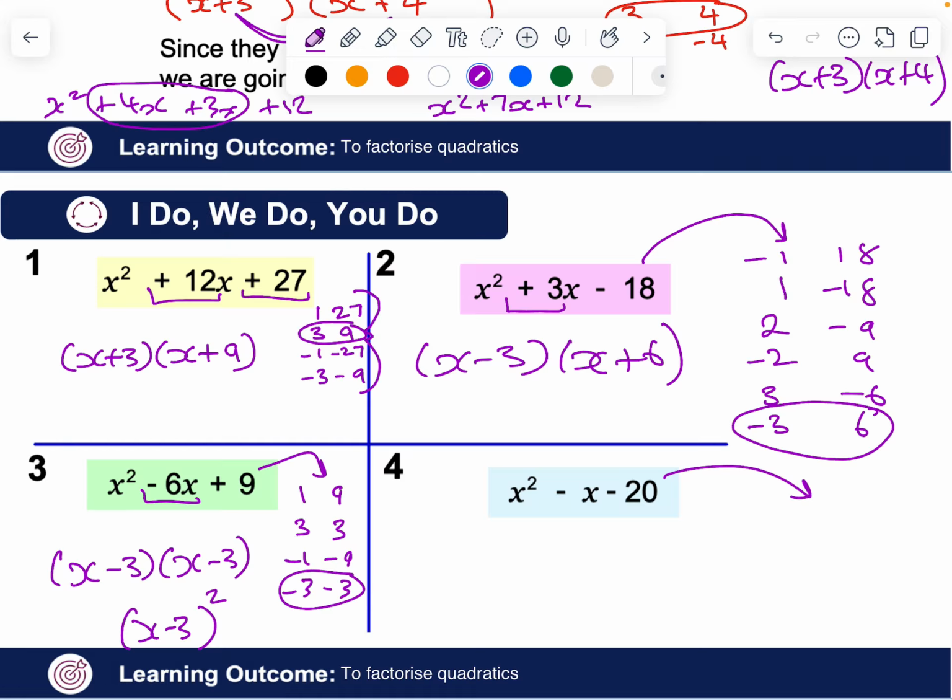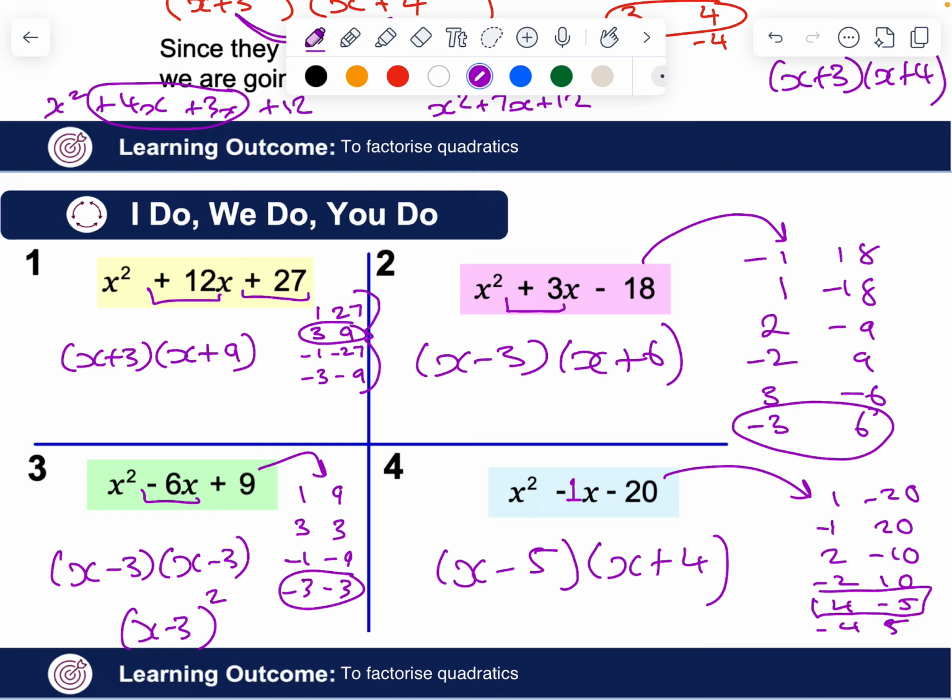Right, the last one, it's negative 20. So like the question above. So you've got 1, negative 20, negative 1, 20, 2, negative 10, negative 2, 10, 4, negative 5, and then negative 4 and 5. Right, they're going to be pretty close together, but they're going to have to be negative 1. So that means the negative's bigger in this question. So that's going to give you x minus 4. No, it's not. X minus 5. And x plus 4. Head over to Assess Prep and have a go with that factorising assess prep task.